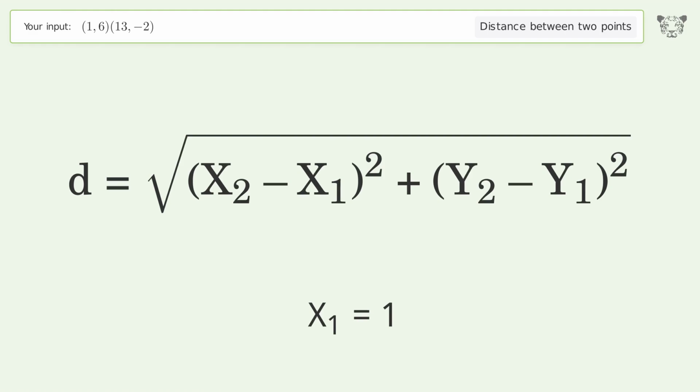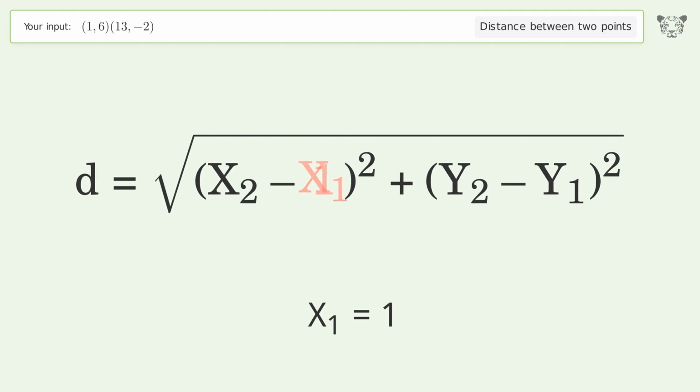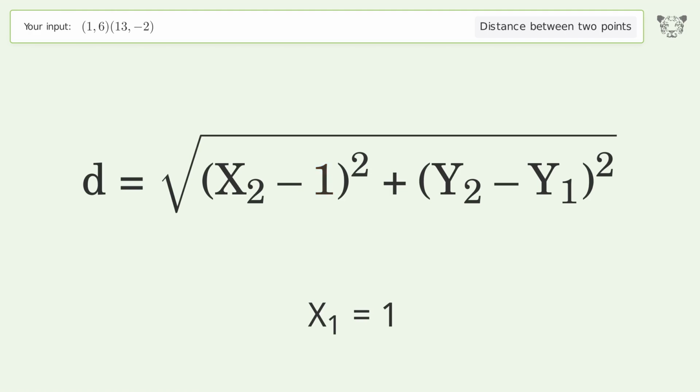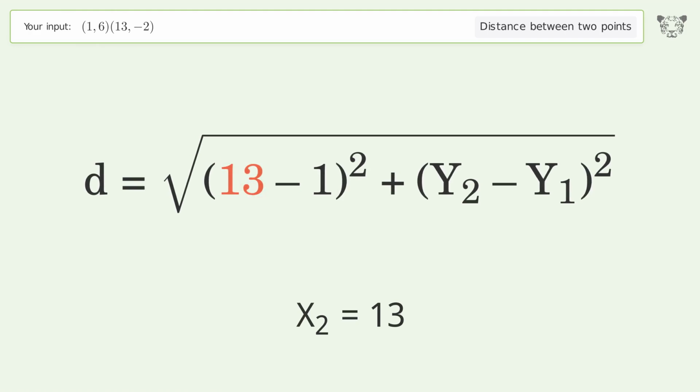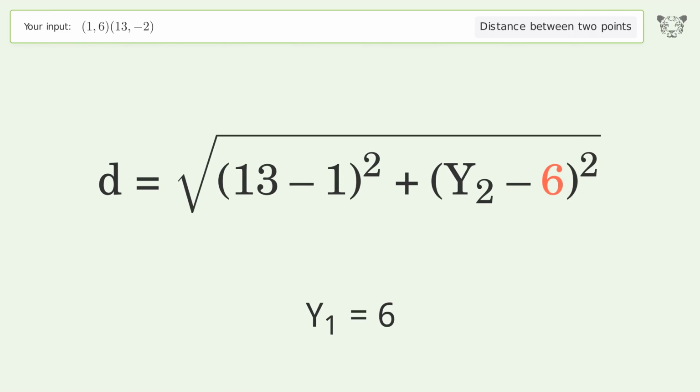x1 equals 1. x2 equals 13. y1 equals 6. y2 equals -2.